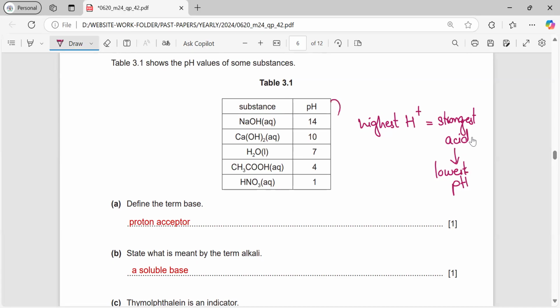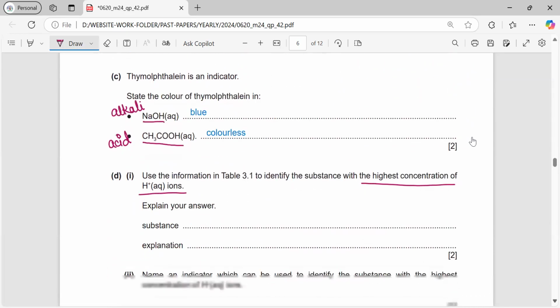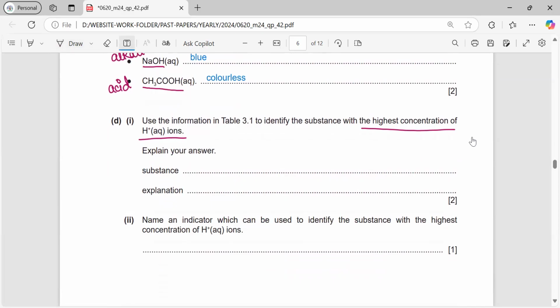So here the lowest pH is of HNO3, which is nitric acid. So nitric acid has the lowest pH. That means it has the highest concentration of H+ ions. So the highest concentration of H+ ions will be of nitric acid, HNO3. And the explanation is because it has the lowest value of pH.